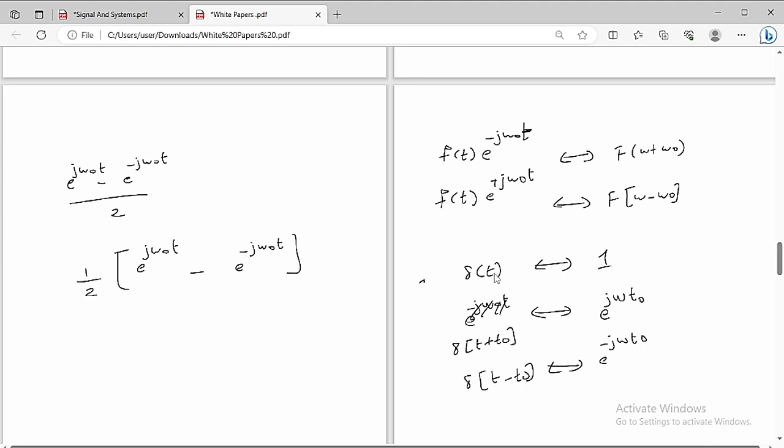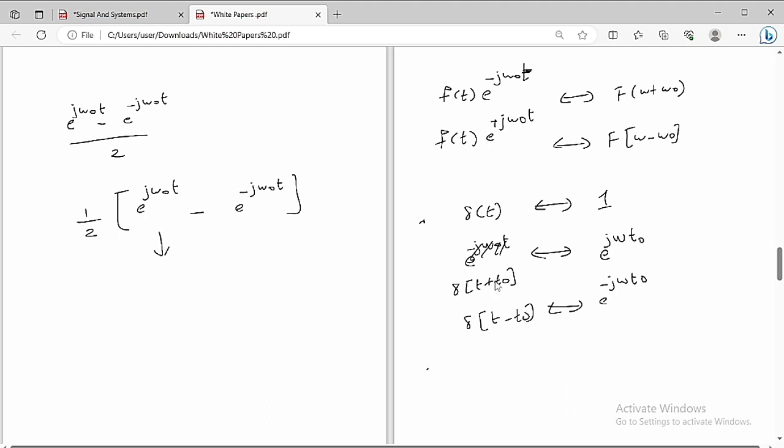So now I want to find the Fourier transform for this one. This is nothing but simply, for delta of t, which is 1. Suppose if f of t is 1, then for 1 it is 2 pi into delta of omega. So listen carefully.